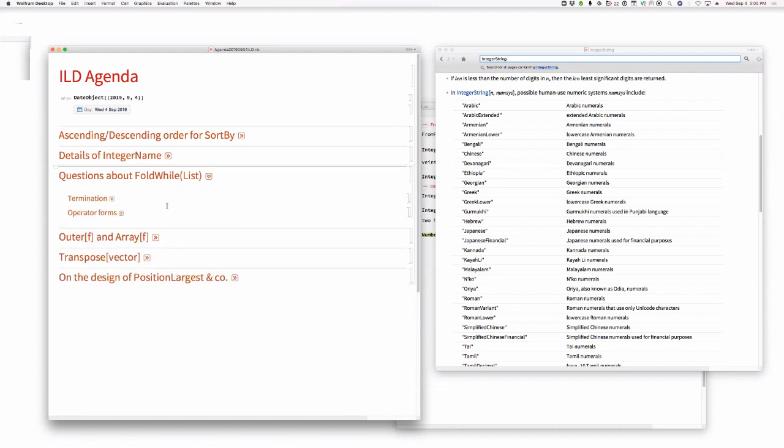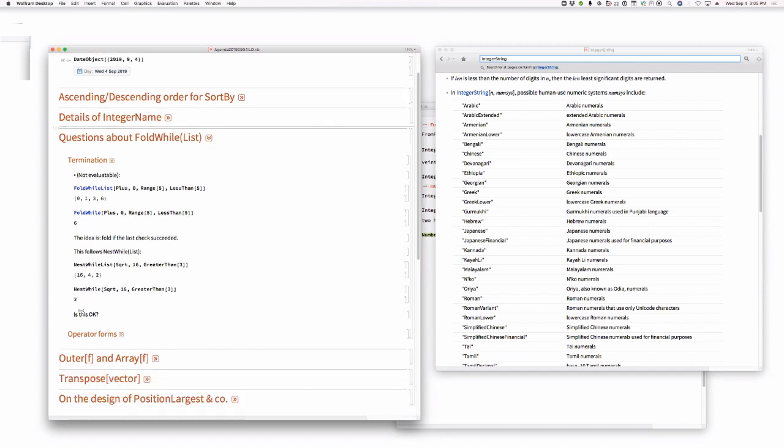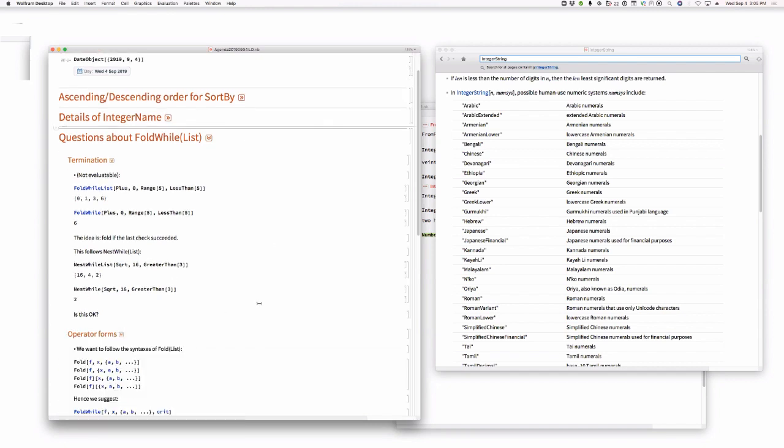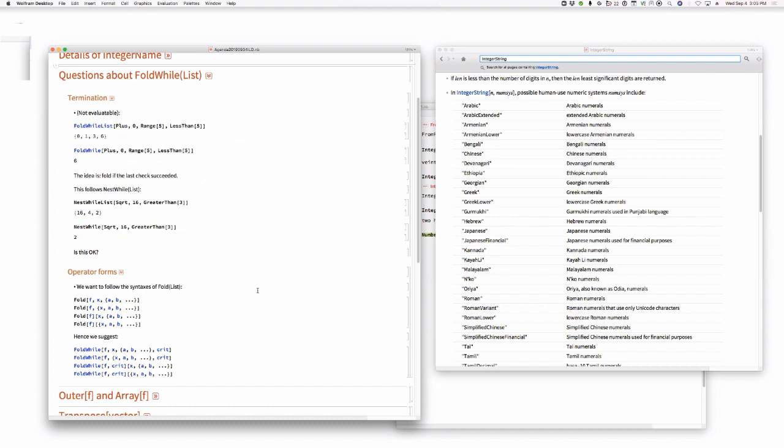Fascinating. Okay, question about FoldWhileList. The termination of FoldWhileList. Okay, didn't we discuss this last time? We started discussing it, but you said this required more thought. Okay. Because here we have an important precedent from NestWhile, and well, we are not sure whether it's good enough.